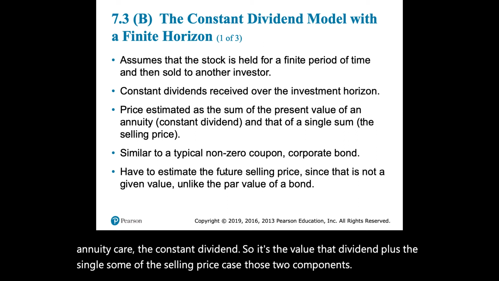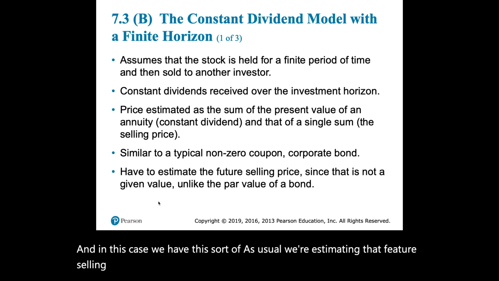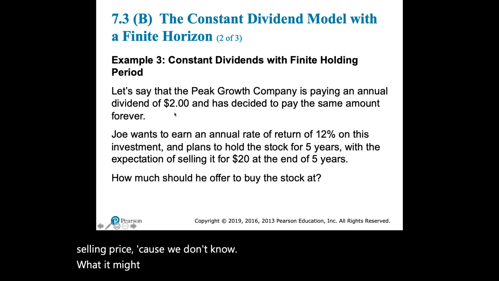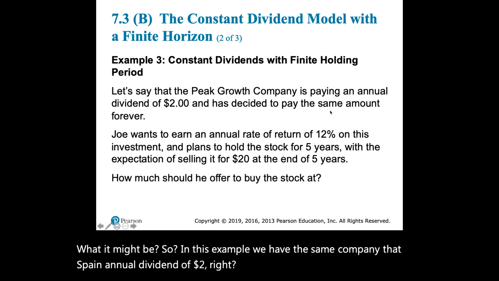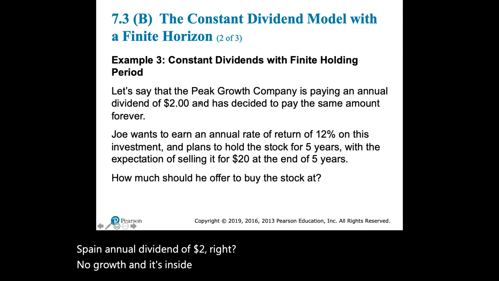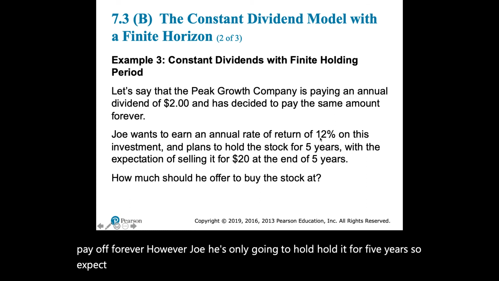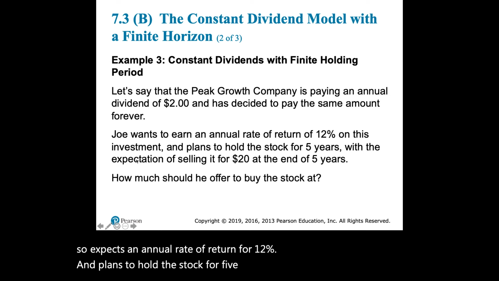what it might be. So in this example, we have the same company, paying an annual dividend of $2, no growth. And it's decided to pay the same amount forever. So the company's paying out forever. However, Joe is only going to hold it for 5 years. So he expects an annual rate of return of 12% and plans to hold the stock for 5 years. He's estimating to sell it for $20 at the end of year 5. How much should he offer to buy the stock?